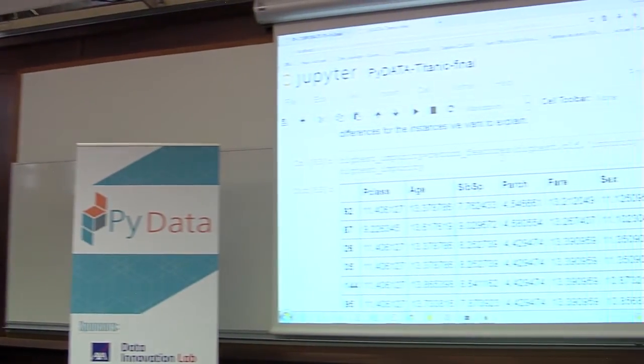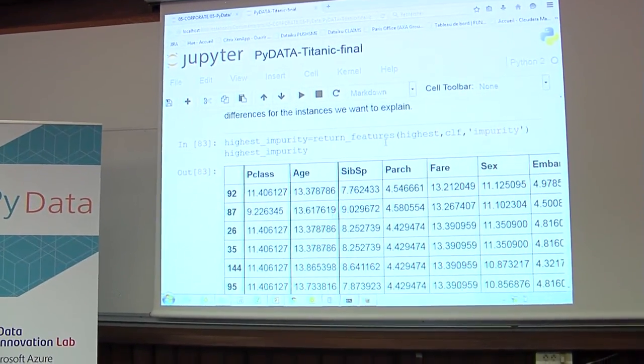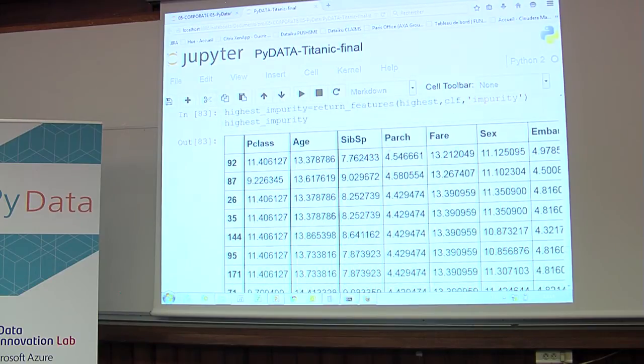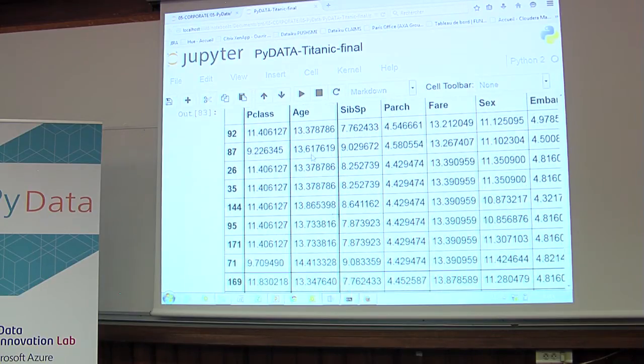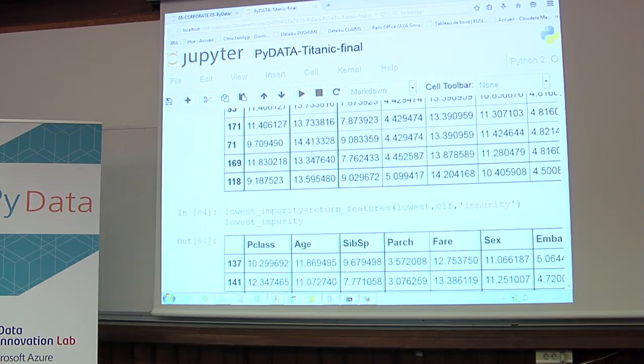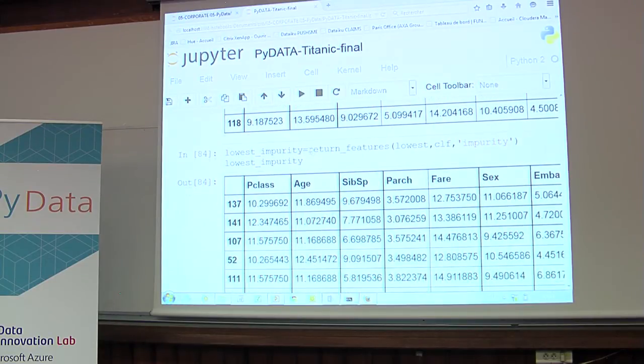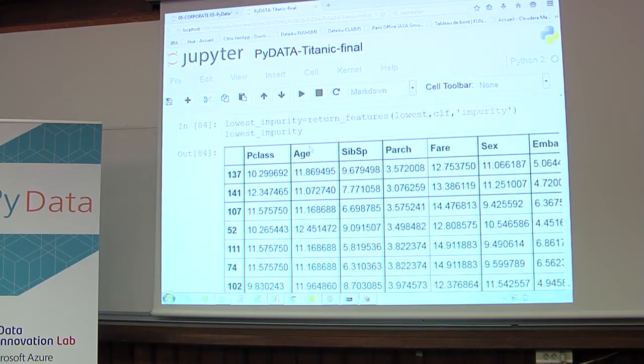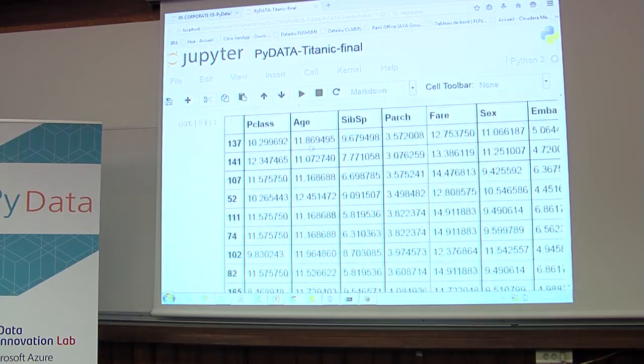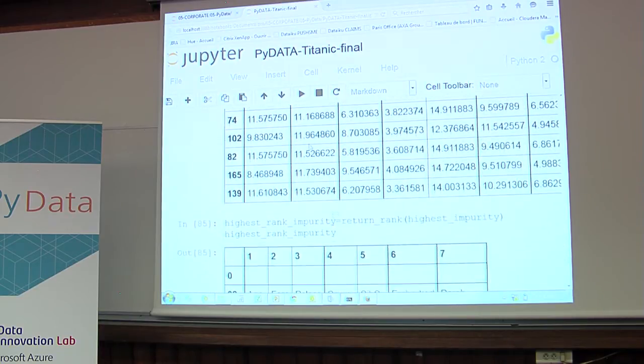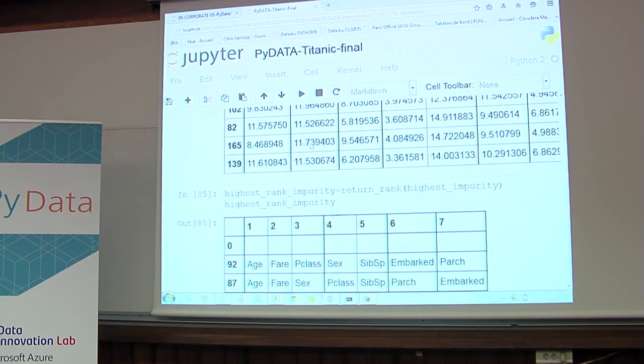So you have here the result for the woman with the highest scores. And what you can see is that fair, sex, P class, age are still very important. We do the same thing with the lowest impurity. And trying to read this is kind of complicated. So what we did is to rank them so we can make the reading easier.